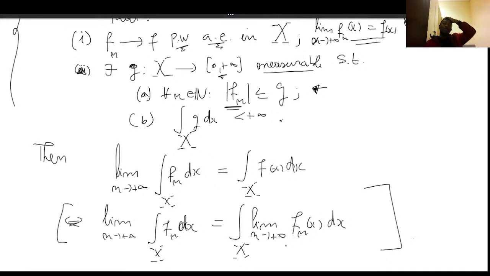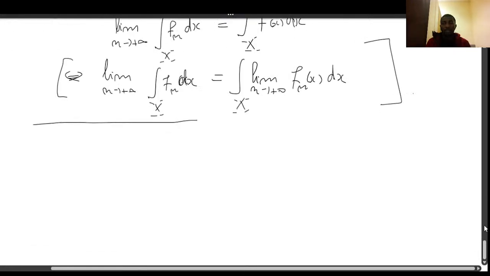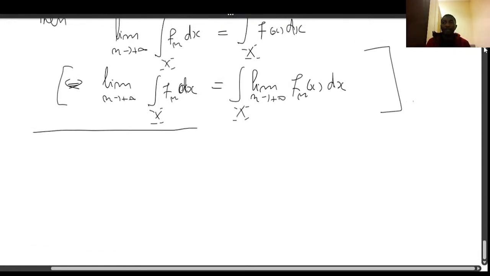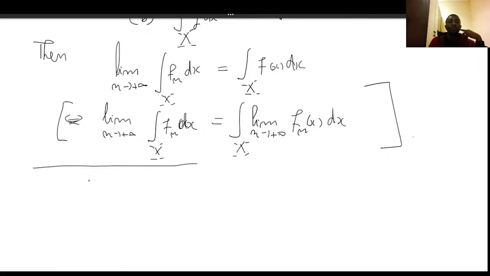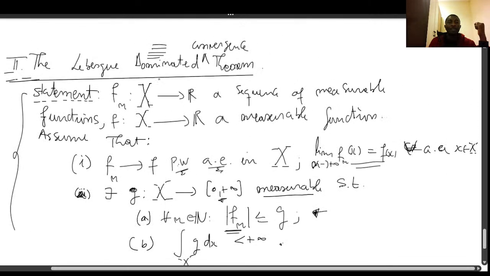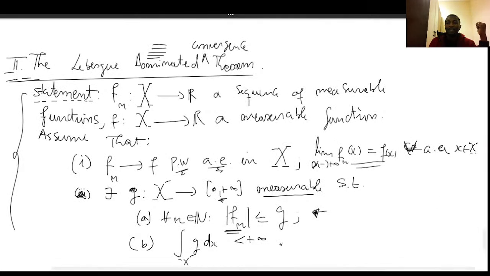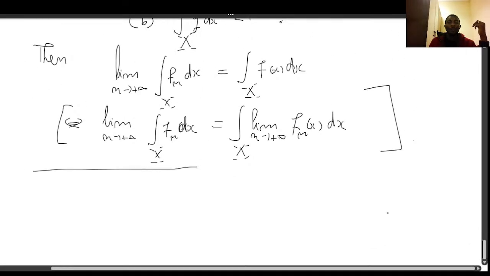This is also very important. As with the previous theorem we talked about, the Beppo-Levi theorem, but this is more beautiful, more relaxed than Beppo-Levi, because Beppo-Levi needs your functions to be positive and increasing, but here you don't have positiveness, you also don't have increasingness. You only need the sequence to be dominated by an integrable function.